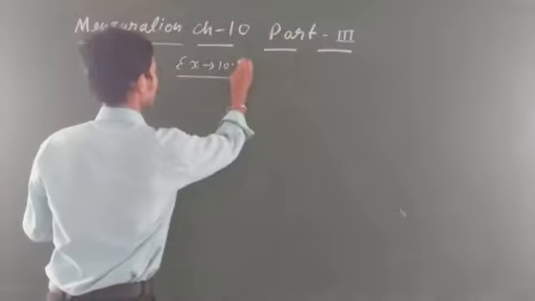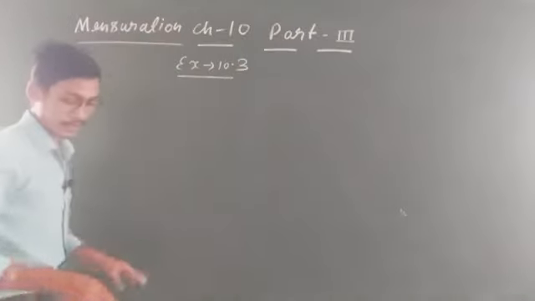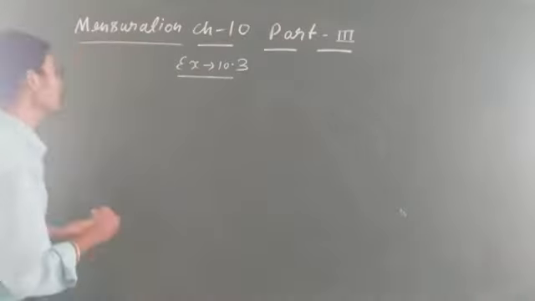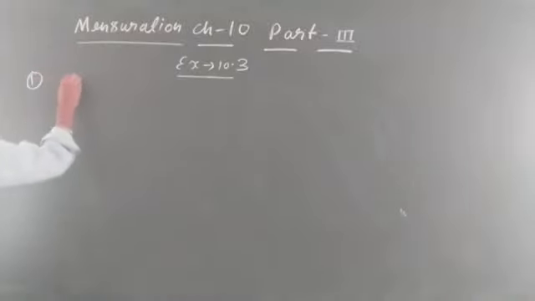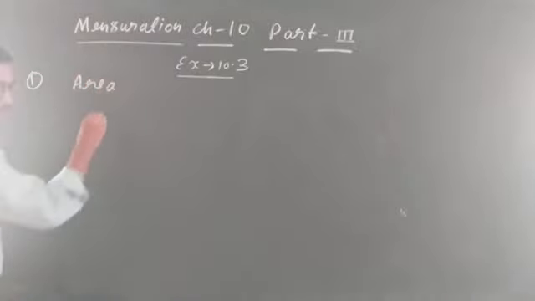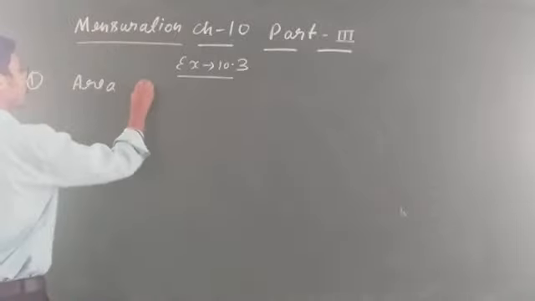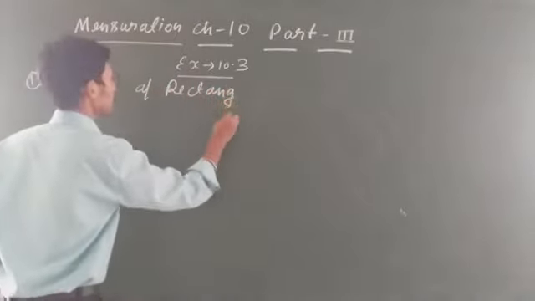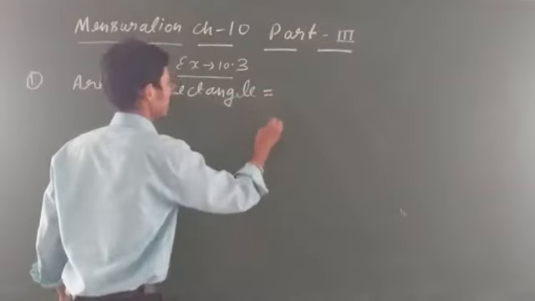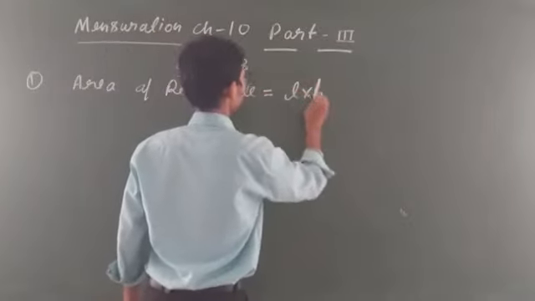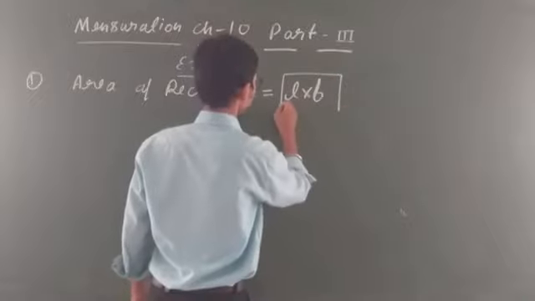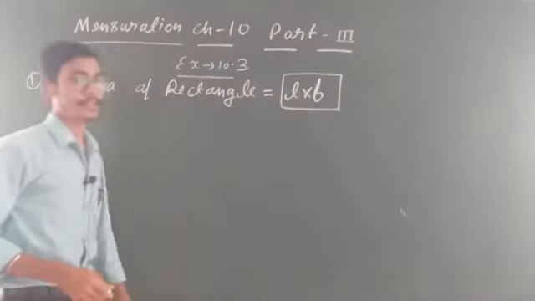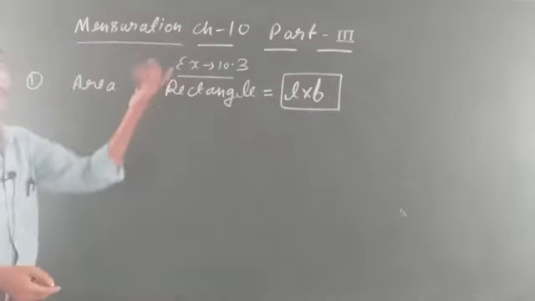Exercise 10.3. So what is given, student? Find the area. Now you know that, student, area is equal to what? Area of a rectangle. In the previous lecture we discussed the formula for the area of a rectangle. It is L into B, where L represents length and B represents breadth, and the unit you know.